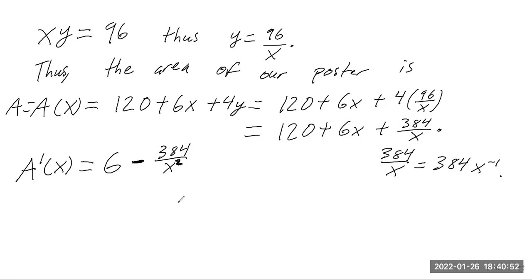Now, if we look at this derivative here, I think it's pretty clear that right away, okay, well, A prime does not exist when x equals 0. But I mean, that's not even really in our domain, is it? It's not like I can have a poster of area 0 when the printed material itself is already a positive area. So this is sort of a boring result. It doesn't really help us out in our work. So the fun part here is going to be setting this equal to 0.